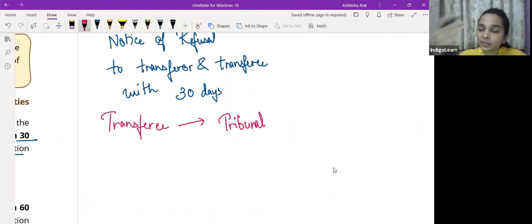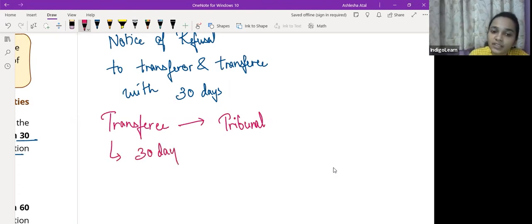So ट्रांसफरी, अभी नोटिस ऑफ रेफ्यूजल आ गया ट्रांसफरी के पास, तो ट्रांसफरी के पास अभी राइट है to go and make an appeal against this refusal of the company with the tribunal. Now this can be done by the transferee within 30 days from the date of receipt of notice of refusal.